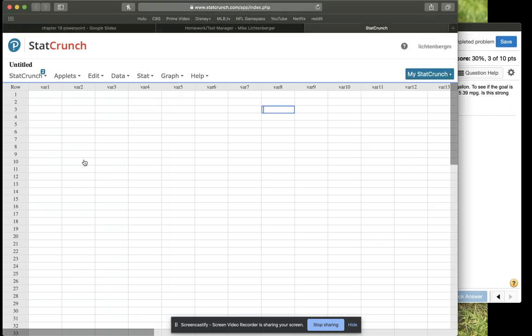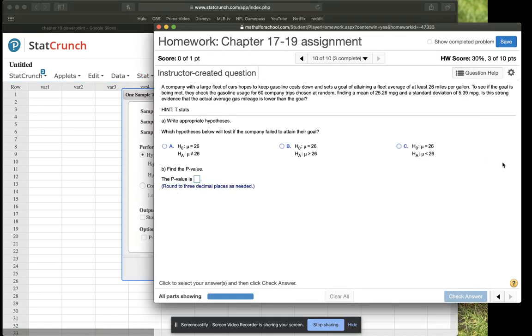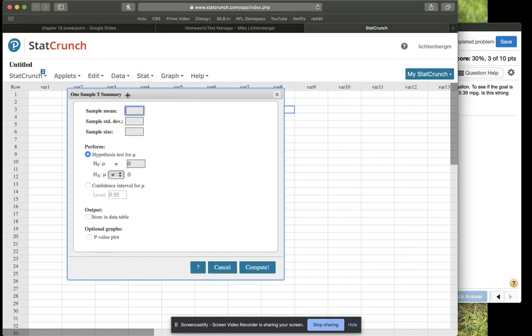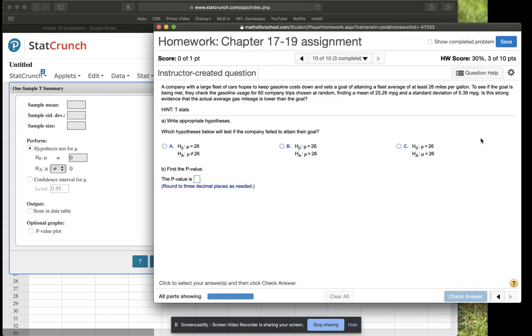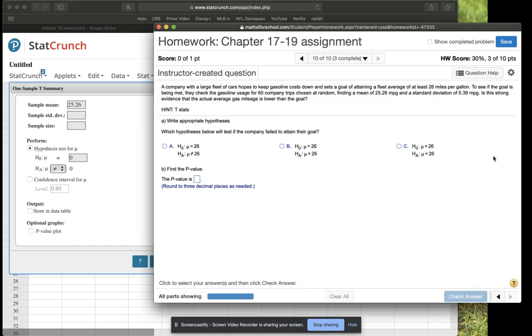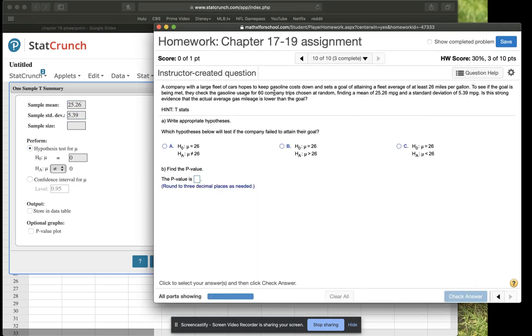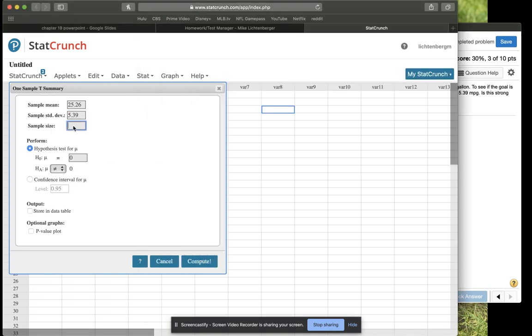Once again, we're going to do T-stats, one sample with summary. Let's double check here. What was our mean? Our mean was 25.26, standard deviation was 5.39, and our sample size was 60.